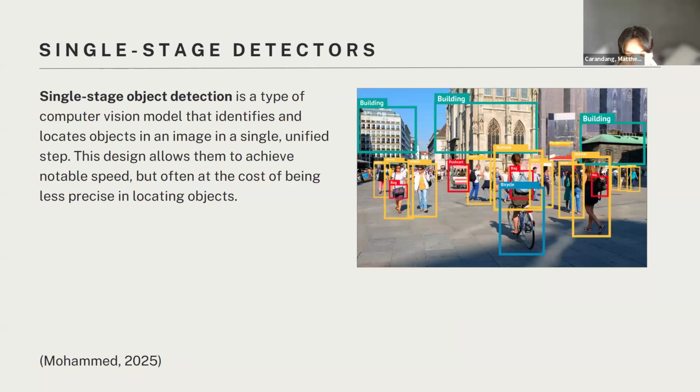Looking at this image, the model isn't looking for people, then looking for bikes, and then looking for buildings. It's looking at the entire image, the whole scene, and predicting all of these boxes and labels simultaneously, which makes it fast and reliable for real-time applications. This comes at a cost, however, since higher speed comes at the cost of precision.